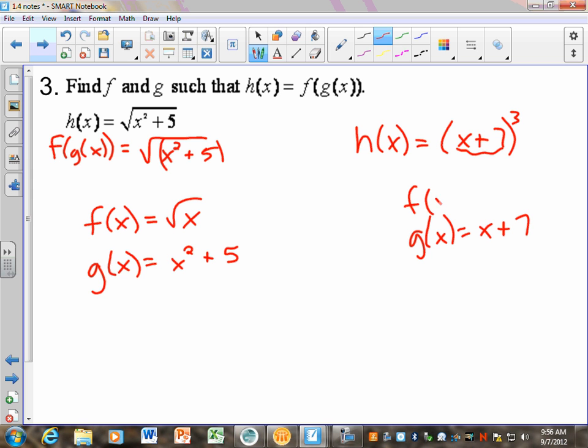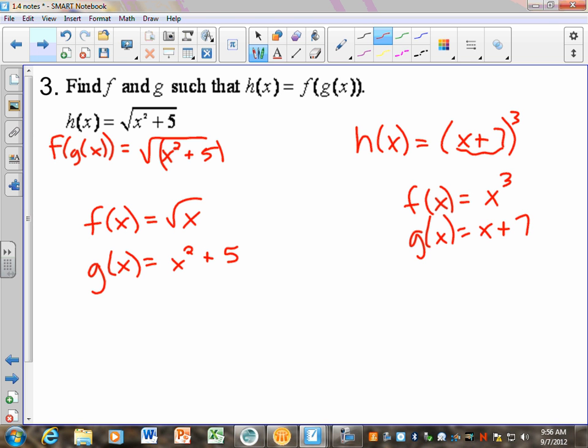So what do you think the outside function would be so that when I put it together I would get x plus 7 cubed? Yeah, it's just going to be x cubed. Because if I took this and I plugged it into this, I would get back x plus 7 cubed.